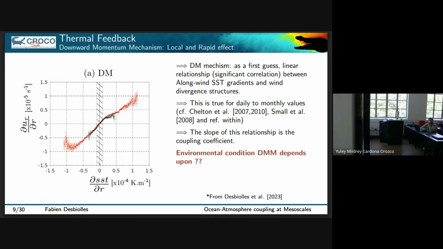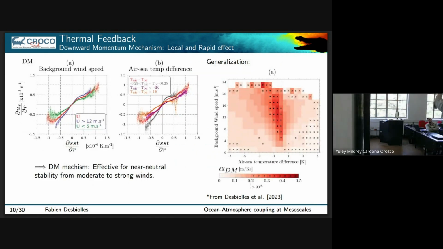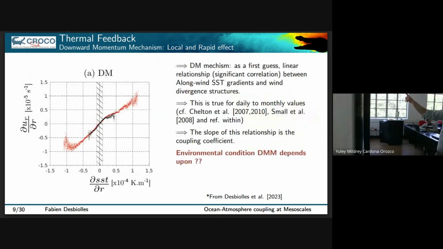So the first question is for which environmental conditions these processes depend upon. Okay, so we're going to do that exercise several times with different conditions. And here I propose a condition with the wind speed and a condition with stability. Okay, and the proxy for stability is the difference of temperature between atmosphere and ocean. What we see is that the red line here and here is exactly the same as the previous one. Okay, this is all conditions.